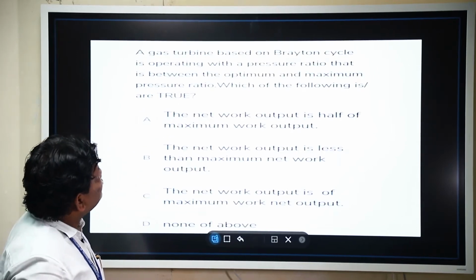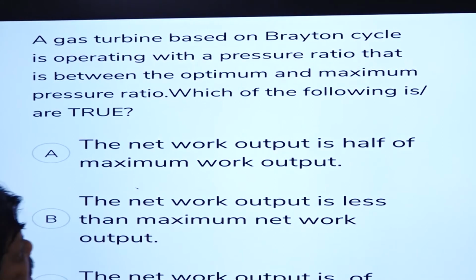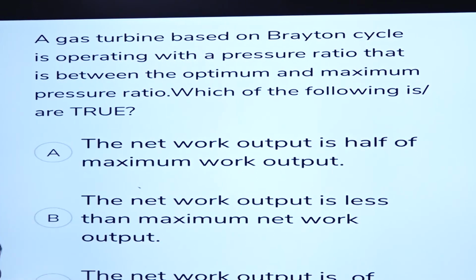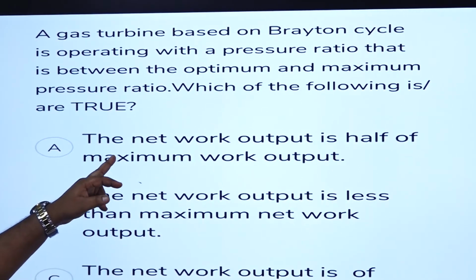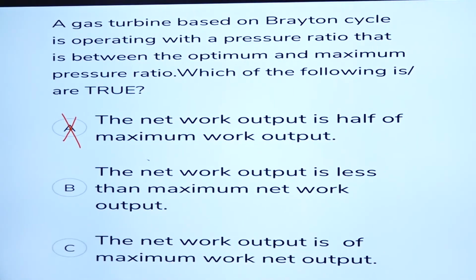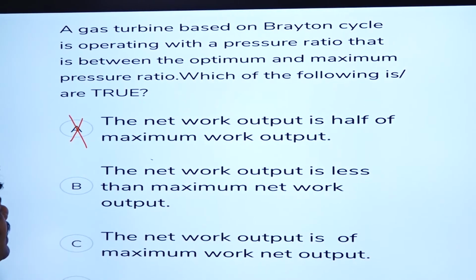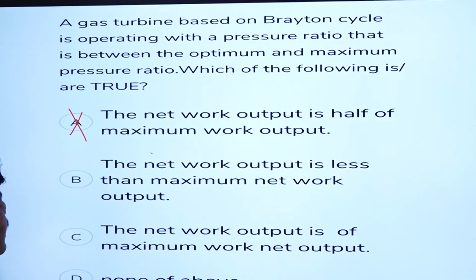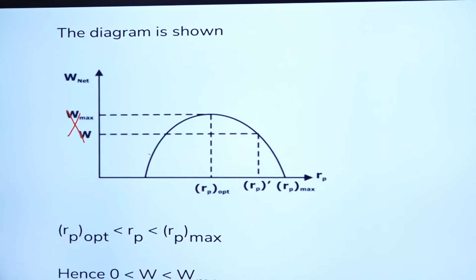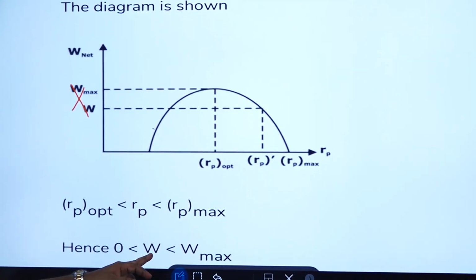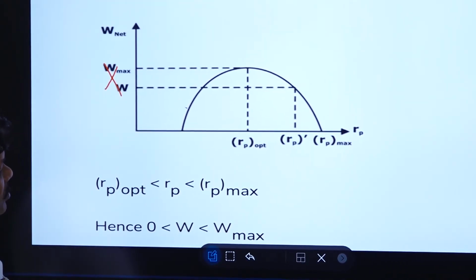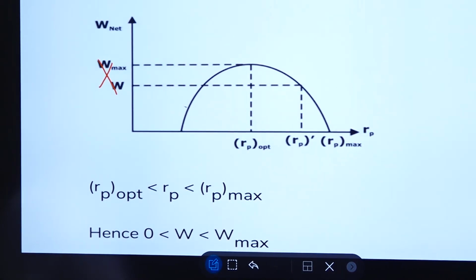Next one. A gas turbine based on Brayton cycle is operating with a pressure ratio that is between the optimum and the maximum pressure ratio. Which of the following is true? You can see the first one, net work output is half of the maximum. We have not studied like this. The net work output is less than the maximum net work output. You can see here, W is always less than W max. So the net work output is always less than the maximum net work.